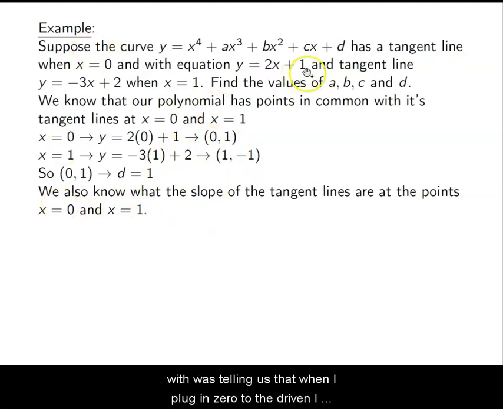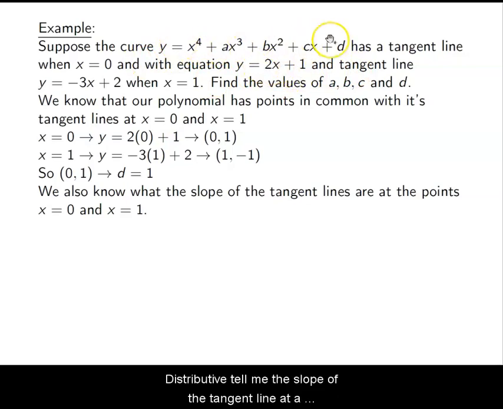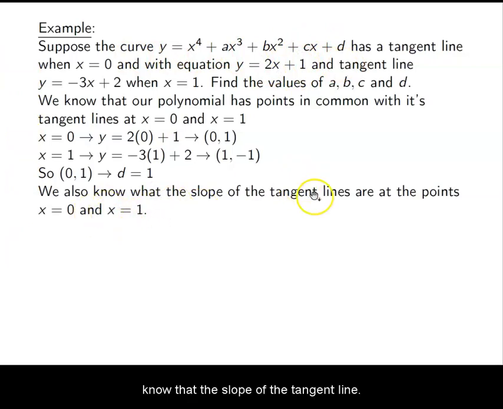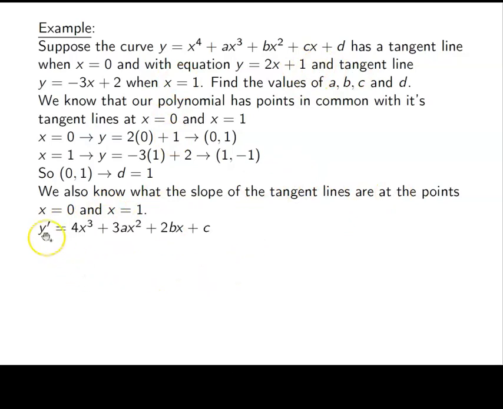So what I started off with was telling us that when I plug in 0 to the derivative, I should get out 2, because this derivative tells me the slope of the tangent line at a certain point. So that's what we're going to do now. We know the slope of the tangent line at these points, because I have my tangent lines. So my derivative of y is 4x cubed, 3ax squared, 2bx. This is just c, and d goes away.